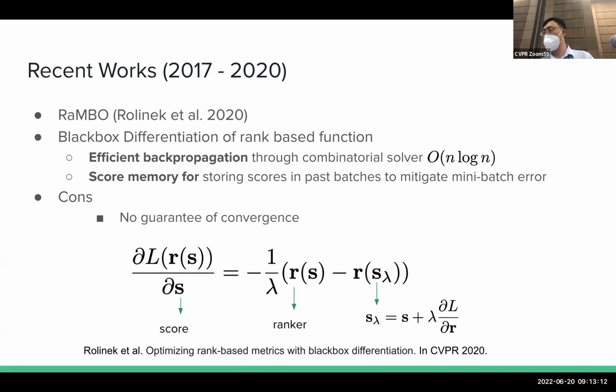All of these computations can be done in the deep learning framework by auto differentiation. They also try to avoid using all examples to compute the gradient to update the model, because that is too expensive. But they also realize that using a mini-batch may also suffer from large error. So they propose to use a memory to store some scores that have been computed in past iterations, and use those scores to compute the loss, and that helps to mitigate the mini-batch error. But again, there is no guarantee of convergence.